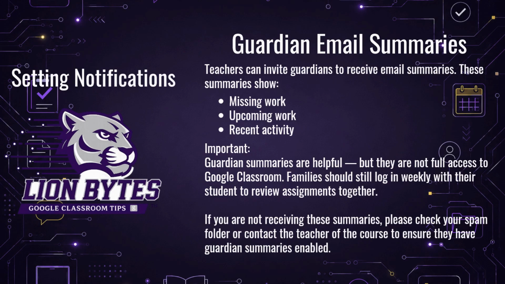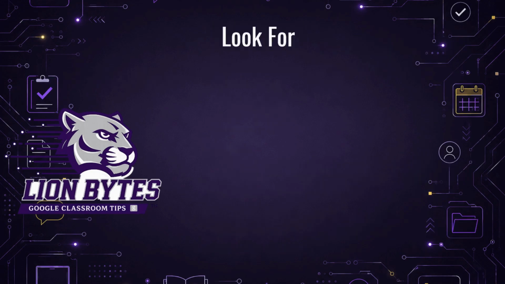If you are not receiving these summaries, please check your spam folder or contact the teacher of the course to ensure that they have Guardian summaries enabled. So what should you look for with Google Classroom?